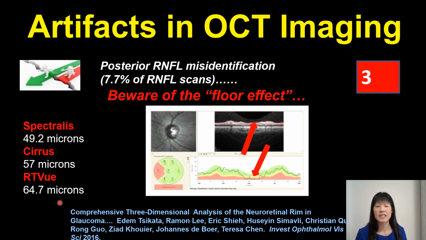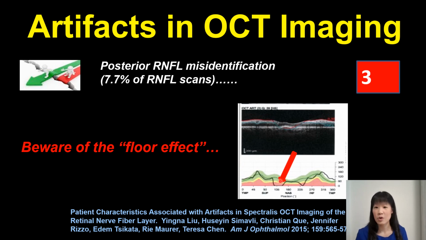So let's say your patient has a 0.9 cup, he'll still have a 50 micron nerve fiber layer thickness because he has 50 microns of non-neuronal tissue. So again, here's an OCT scan where the RNFL thickness is 0 microns, and that's not normal. So that's garbage data. Here's a different patient where you can see this is the micron scale. Patient has 0 micron RNFL thickness. That's an artifact. That's garbage data.